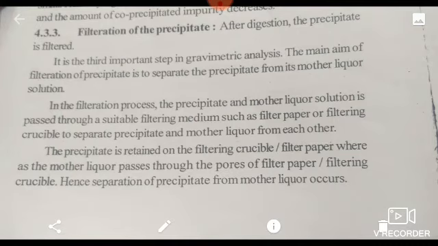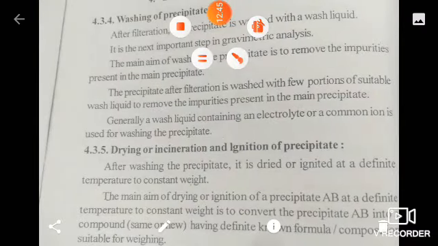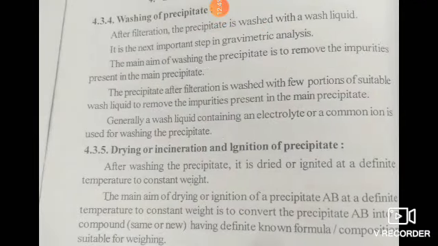Now this residue, or the precipitate, is washed. So the next step of the entire gravimetric analysis is the washing of the precipitate. This is the fourth very important step of the gravimetric analysis, that is nothing but the washing of the precipitate.